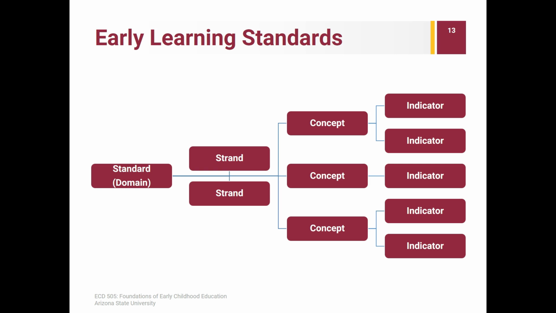This flowchart demonstrates how the early learning standards are organized. The standards or domains are divided into smaller portions called strands. These strands are then divided into concepts and then indicators. The indicators are the learning outcomes we expect the children to be able to demonstrate.